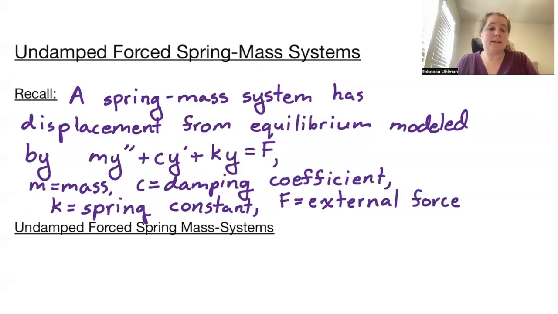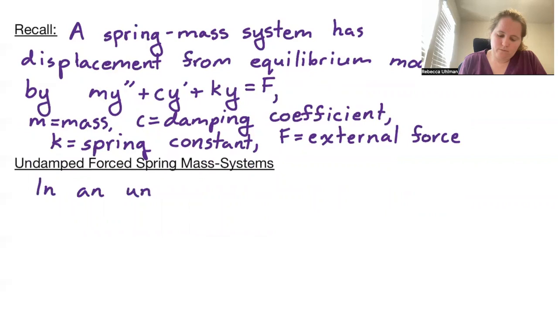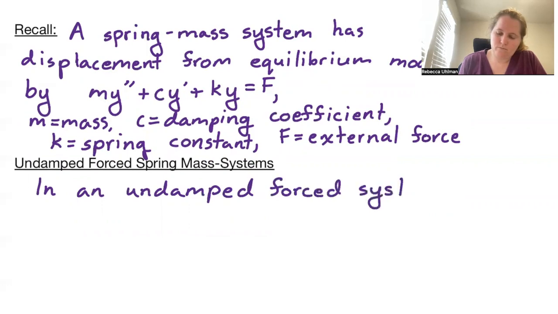In an undamped forced spring mass system, essentially the damping coefficient is 0. There is no damping force. So in an undamped forced system, the damping coefficient is 0.